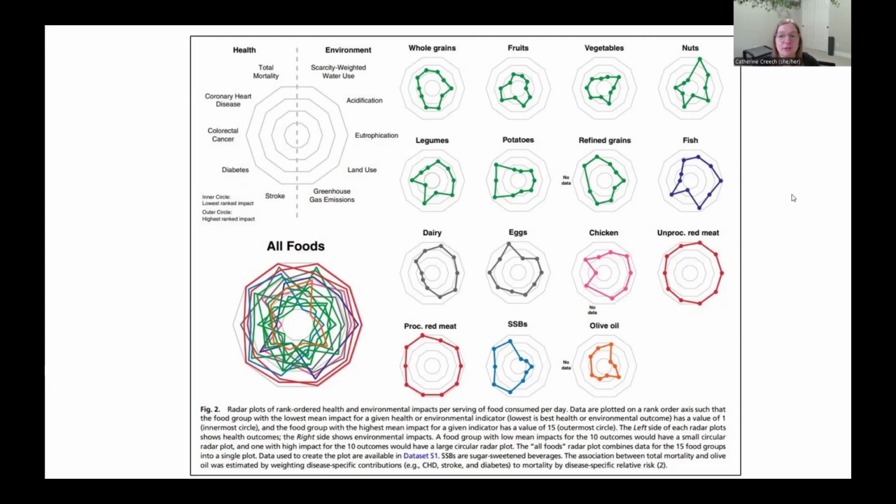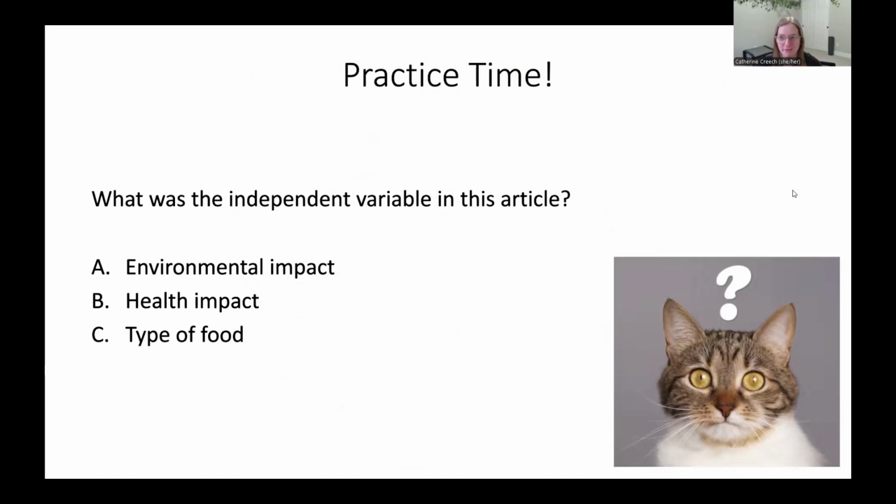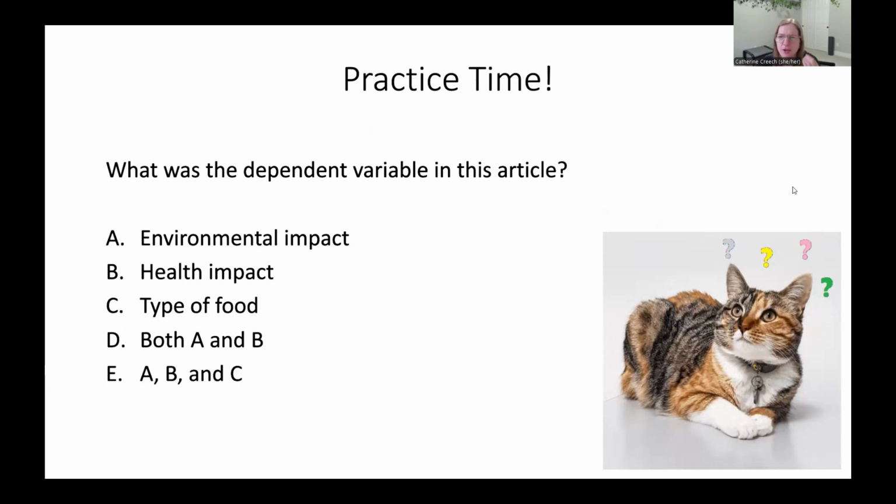Now, I do want to ask you some follow-up questions because thinking about scientific design is really important in this class. So let's practice. What was the independent variable in this article? The independent variable is the thing that you change. That's going to be the types of foods. What was the dependent? What are you measuring? We're looking at both the environmental impact and the health impact. So the answer is going to be D, both A and B.